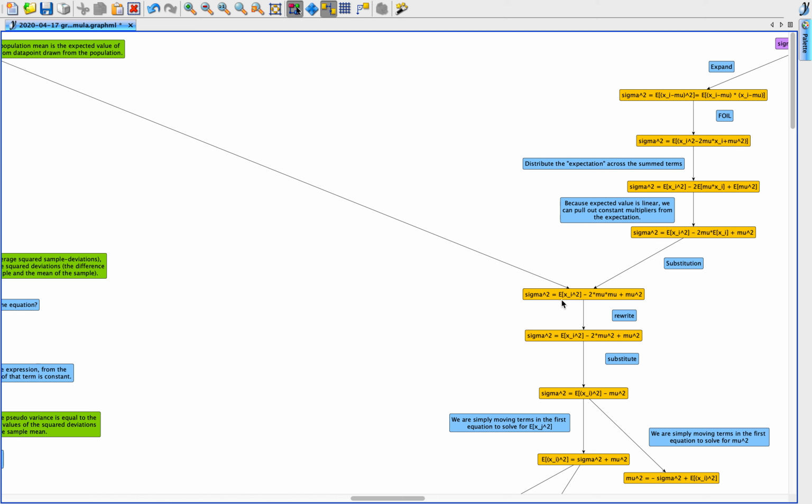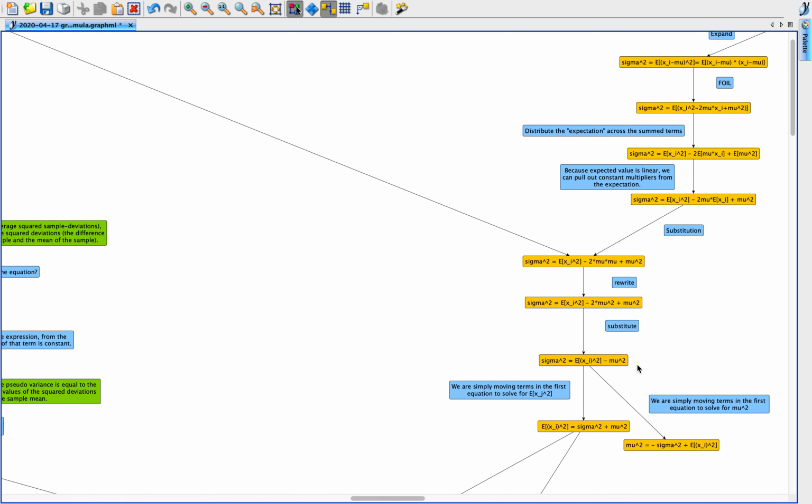So we end up with the expected value of xi squared minus 2 mu times mu plus mu squared. You can rewrite that as the expected value of xi squared minus 2 mu squared plus mu squared. And we substitute. What are we substituting?